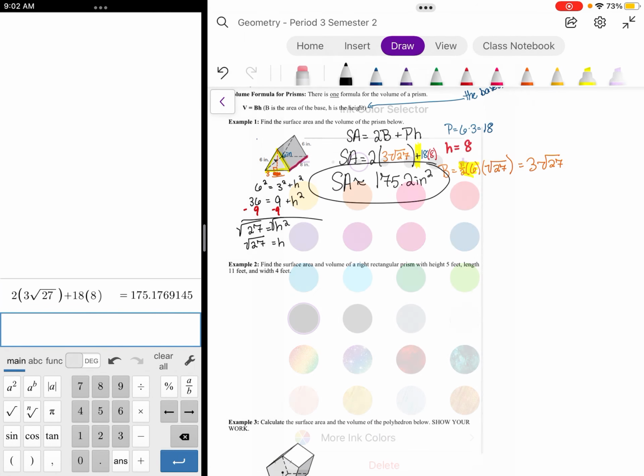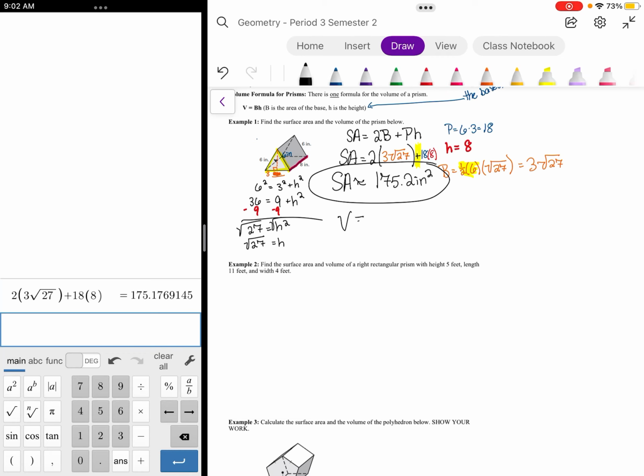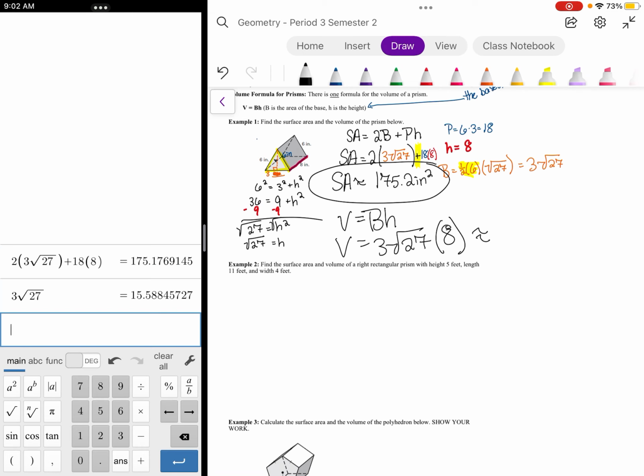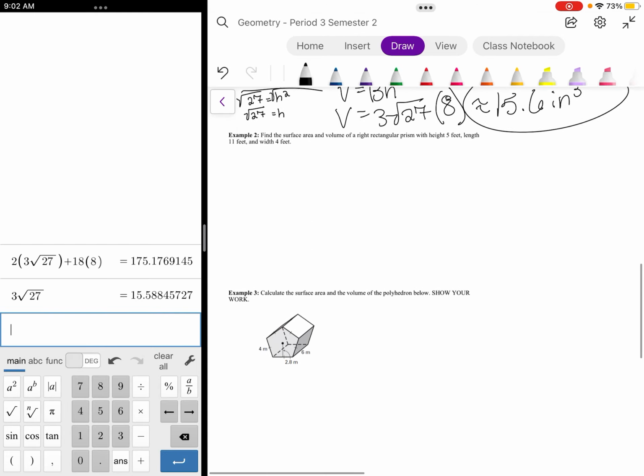Okay, so then next we can find the volume, and luckily for us, we already have all the information because we know what the base area is, which was 3 square roots of 27, and we know the height of the prism is 8. So again, we just type this into our calculator, and we can round to 1 decimal point. And because this is volume, you would do inches cubed.